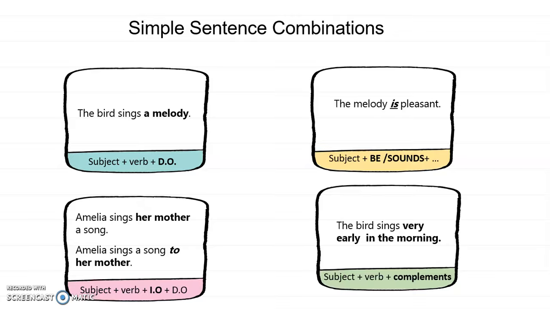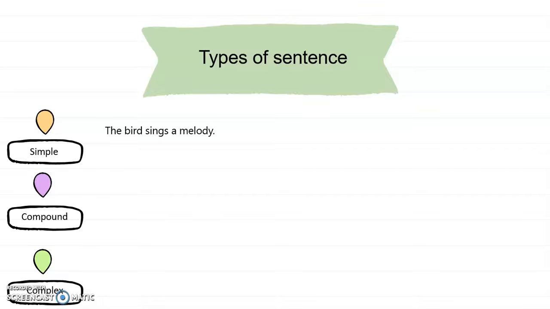So what about the other sentences? A simple sentence is when you have the elements of a sentence in just one sentence. The bird sings a melody is an example. A compound sentence is when you have one sentence, a conjunction, and another sentence. The bird sings a melody and it is calming and pleasant. So you have two sentences connected by a conjunction. This is a compound sentence.